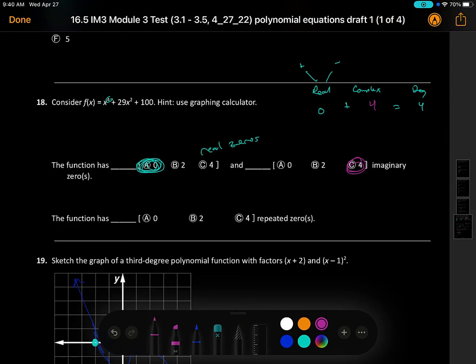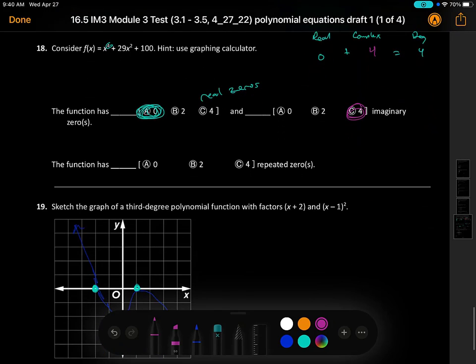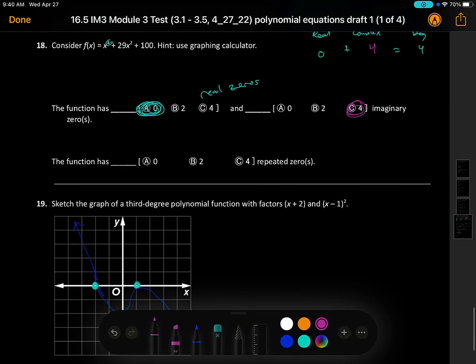And then do we have any repeated zeros? Okay, repeated zeros would just be if the graph bounced. So this was a really rough sketch of the graph. And we can't tell, but when I think of repeated zeros, I think of the ones that bounce off the x-axis. So in this case, the answer is 0.